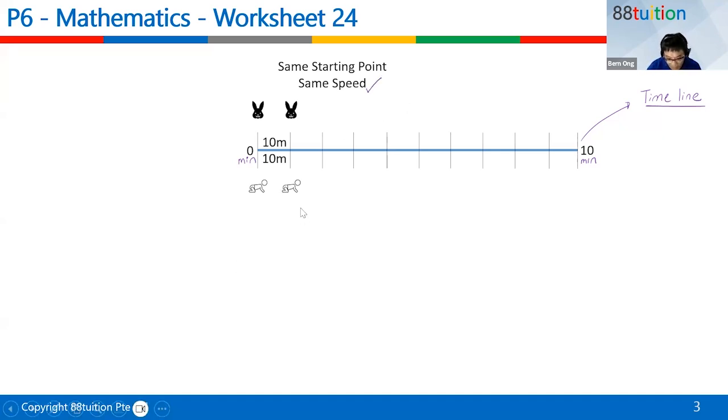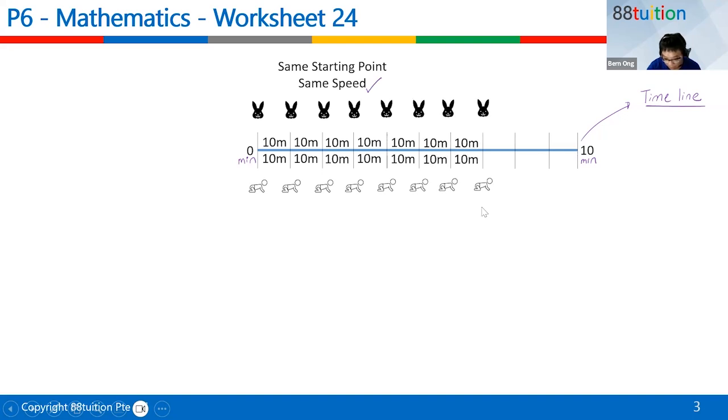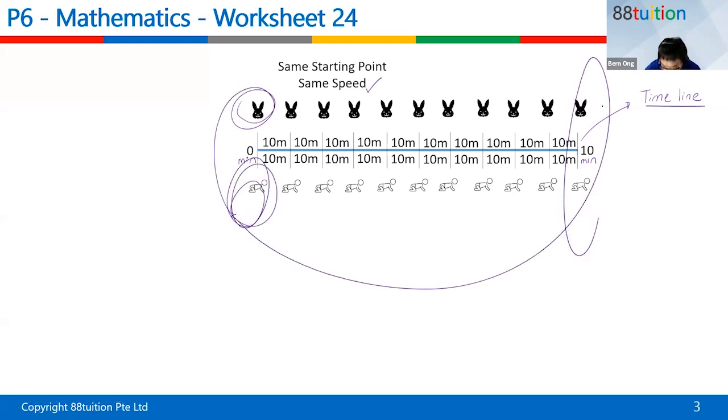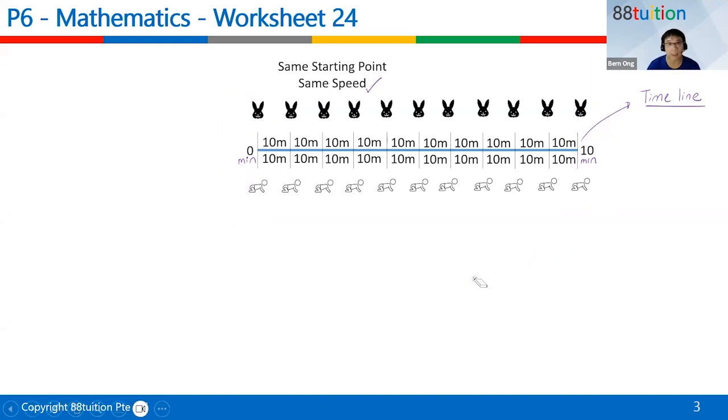Every 1 minute, they cover 10 meters, and they are at the same speed. Every 1 minute, they cover 10 meters, and so on. Do you understand? So they will start at the 0 minute and end together at the 10 minute because they are at the same speed. Easy, right? So they will start and end at the same place at the same time because they are at the same speed, the baby and the rabbit.